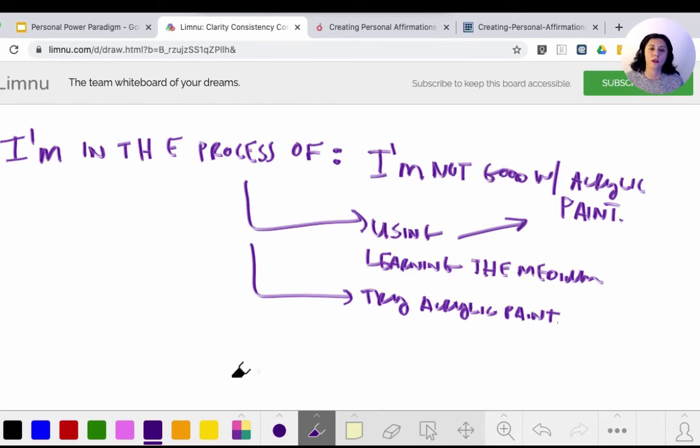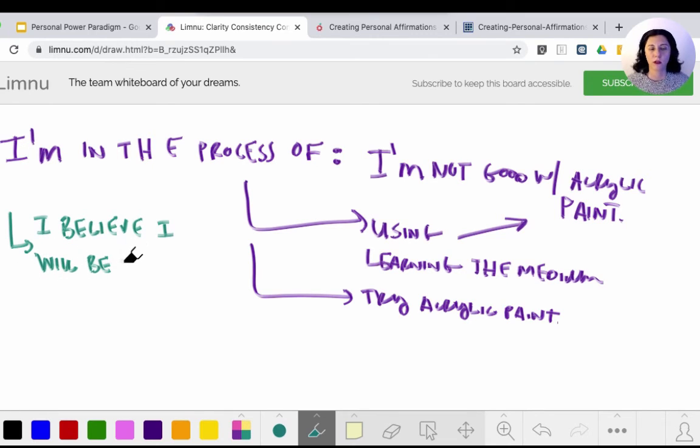So let's say that you wanted to go full throttle here with the acrylic paint. You wanted to go way up. You can use the word believe. So I believe I will be good with acrylic paint. So this doesn't have a time frame on it. It just says I believe I will. So putting a generic blanket over it leaves room for you.